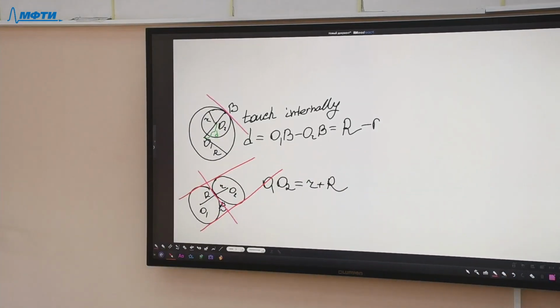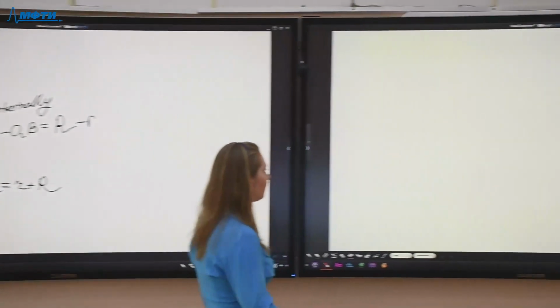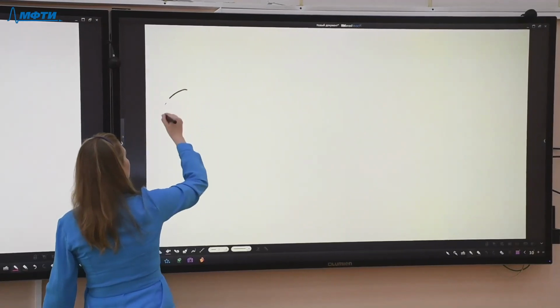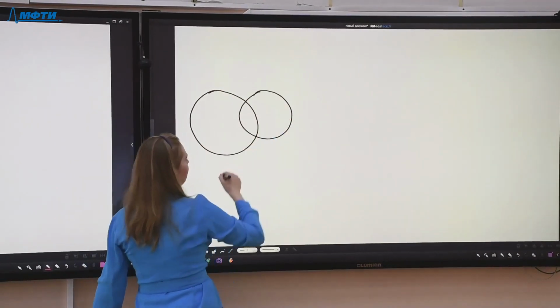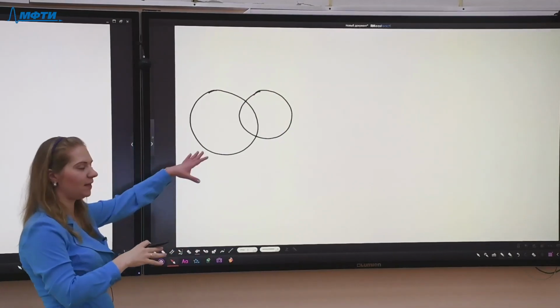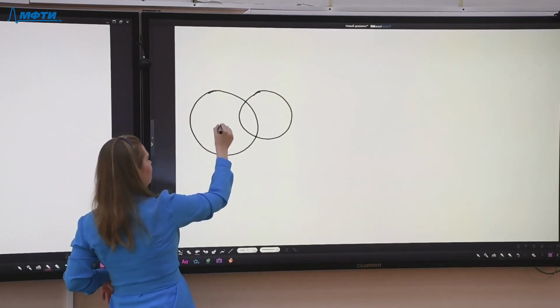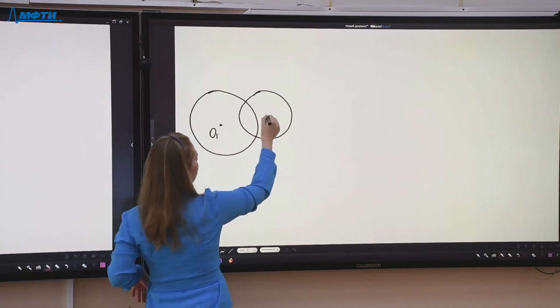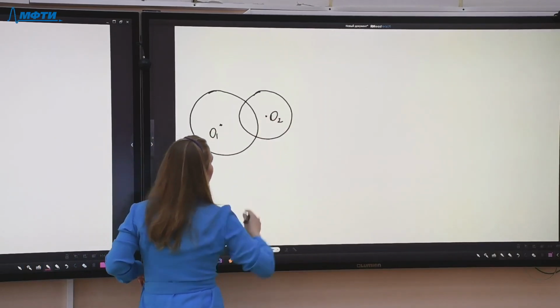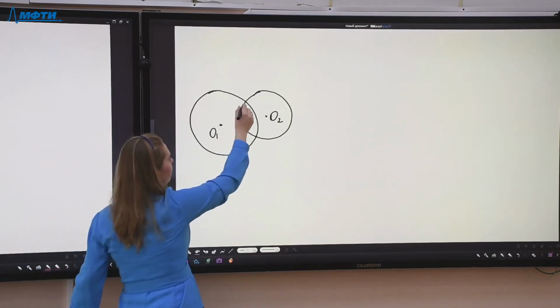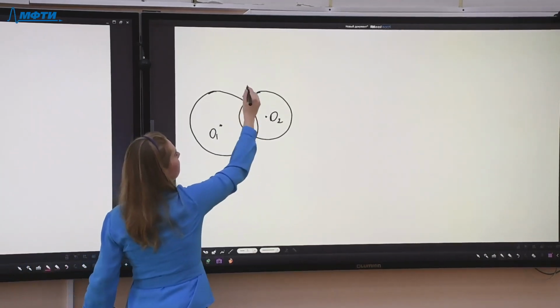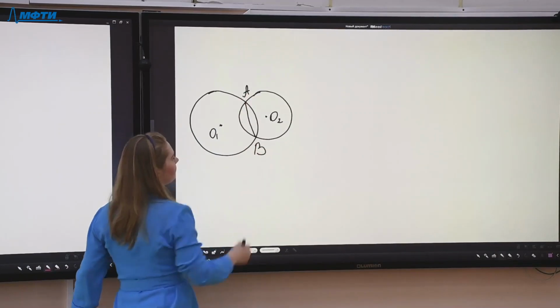Then sometimes we have a situation of overlapping circles. What does it mean? It means that we have one circle, another circle, and they overlap like this. This is the center of the first circle. This is the center of the second circle. And in this situation, they have the common chord, AB, for example.